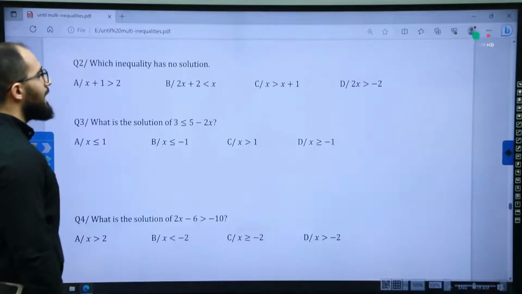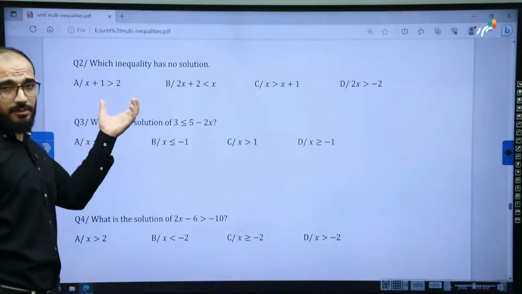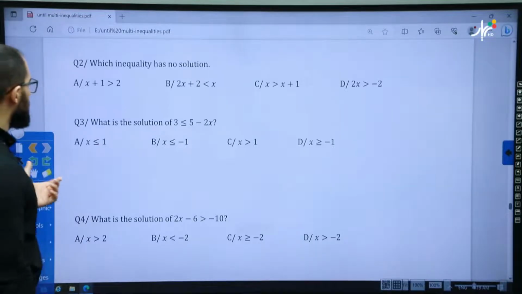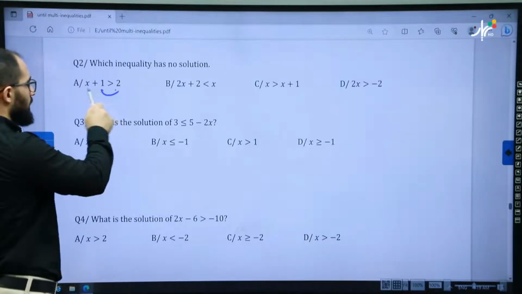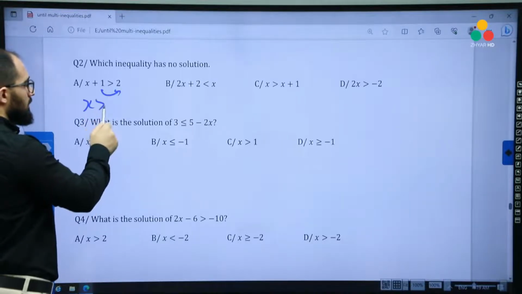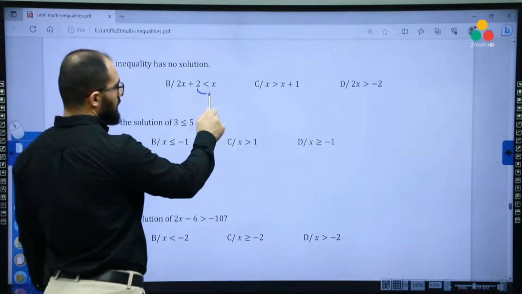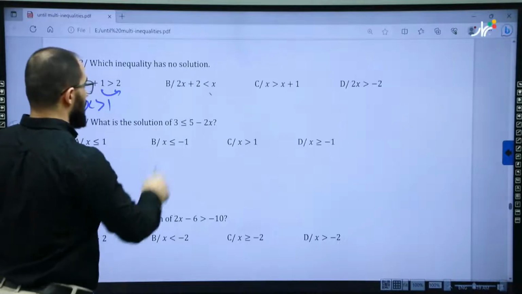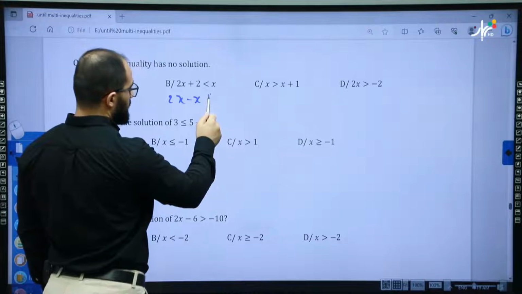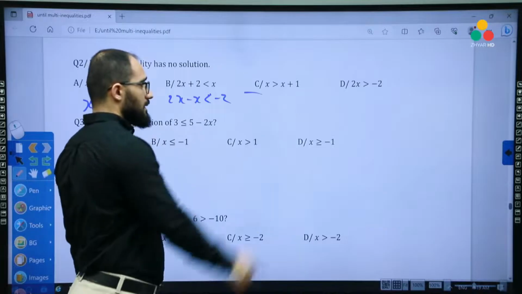Question 2, which inequality has no solution? This is kind of, let's say, a seldom question, but let's solve it. It says which one has no solution. The first one has a solution, x plus 1, move 1 to the other side, it is going to be 2 minus 1, so it is going to be 1. And also this one has a solution, because move x to the other side, 2x minus x less than negative 2, and it has a solution. The only one that has no solution is C.